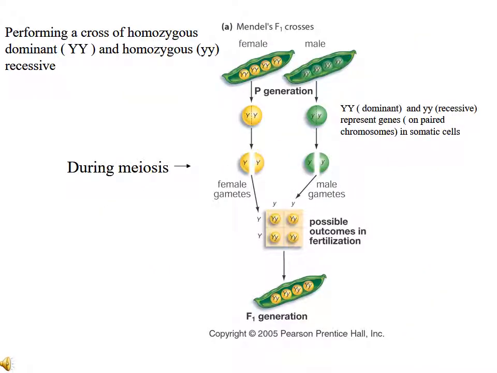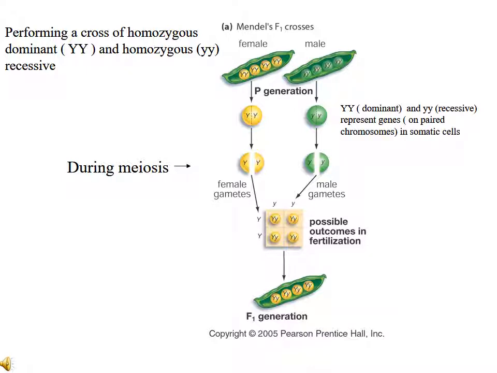Let's now look at how Mendel did his work. Mendel was basically trying to understand the mathematics behind crosses and what kind of characteristics would be passed on from one generation to another generation. Now, in the model we're looking at over here, we're going to do a cross of a homozygous dominant, which means that this particular organism has two chromosomes with two big Ys, which means the dominant genes are present on the homologous chromosomes. And then we're going to do a cross between this pea plant and another pea plant that's homozygous recessive, little Ys.